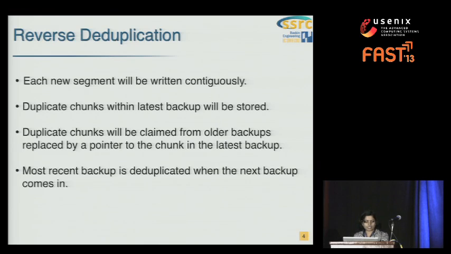To rephrase the same thing, each new segment will be written contiguously here. Duplicate chunks within the latest backup will be stored, so we are not claiming the duplicate chunks that are within the most recent backup. Duplicate chunks will be claimed from the older backups, replaced by a pointer. The most recent backup is deduplicated when the next backup comes in. This makes sure that the last backup is complete, but the older ones are deduplicated, so that we do not take up too much storage space. We are leveraging the benefit of sequential read over random reads here.